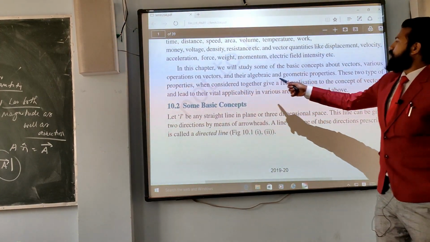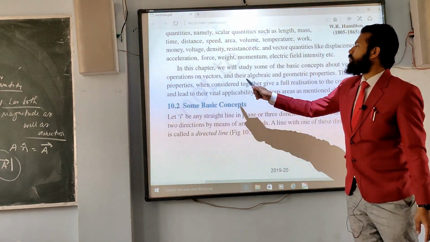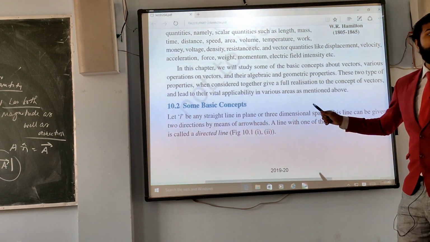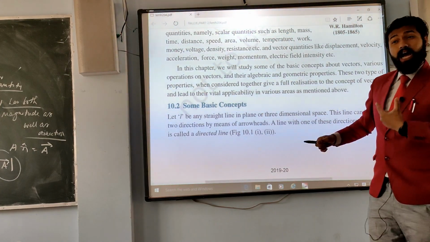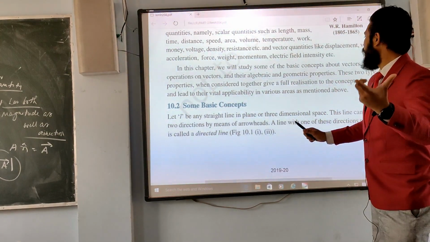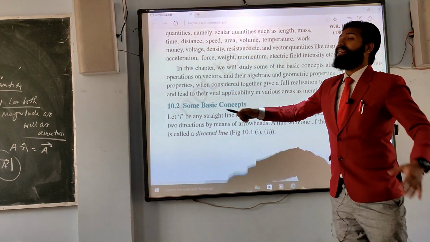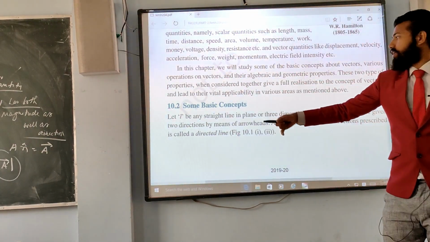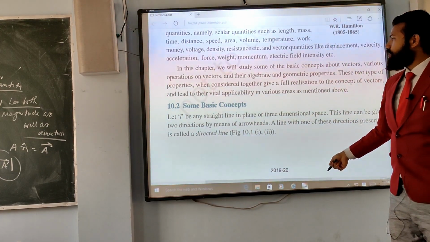So that's the thing: operations, and then algebraic and geometrical properties. These two types of properties, when considered together, give a full realization of the concept of vector. So when you understand the properties and operations, it gives complete feeling, it gives life to vectors. Then you can have complete knowledge of it, you'll feel it. So understood, and full realization of the concept of vectors leads to vital applicability, vital uses, vital applications in society and in various areas as mentioned above. Clear, guys?